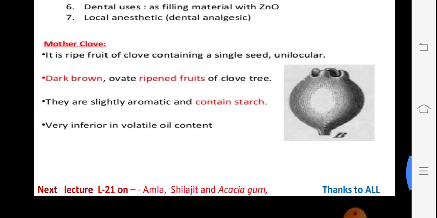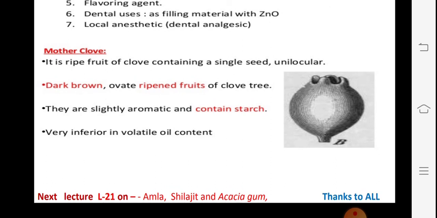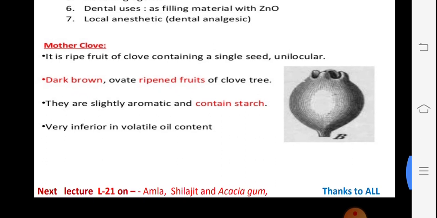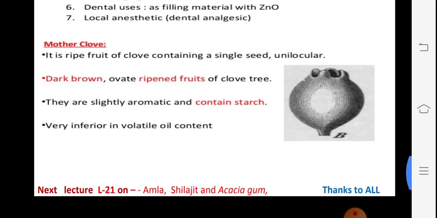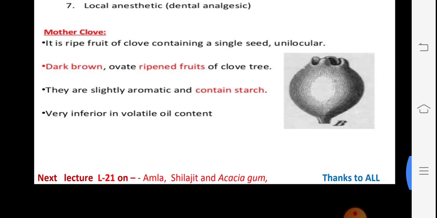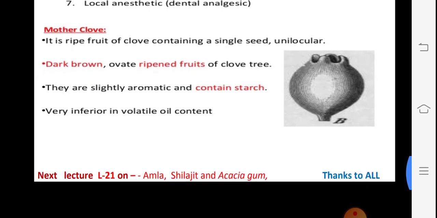Then the ripe fruit of the clove is single seeded, unilocular, dark brown, ovate. The ripened fruits of the cloves are slightly aromatic and inferior in volatile oil. So this is all about the two drugs today, Adhatoda and this clove.